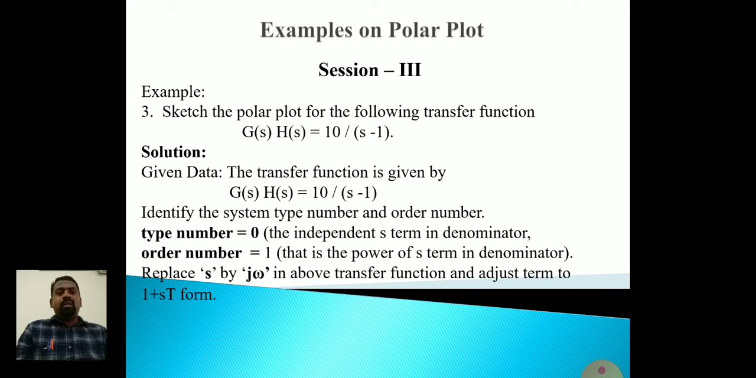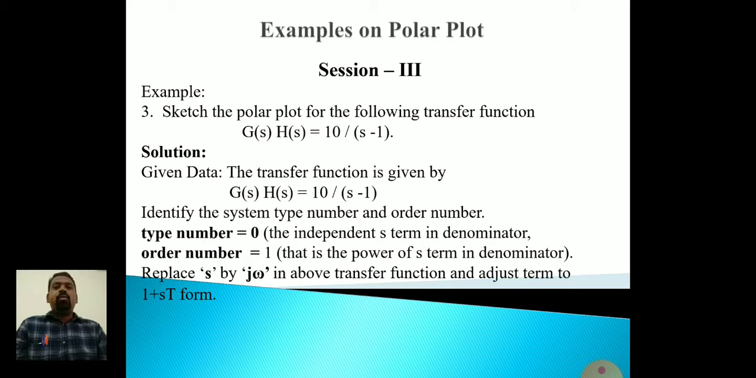Let us further understand the polar plot with some few examples. Let us take another example. Sketch the polar plot for the following transfer function, that is G(s)H(s) = 10 divided by (s minus 1). So here, note down the given transfer function carefully in the solution part: G(s)H(s) equals 10 divided by (s minus 1).